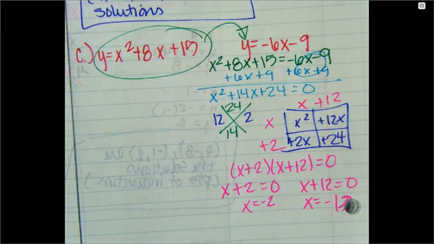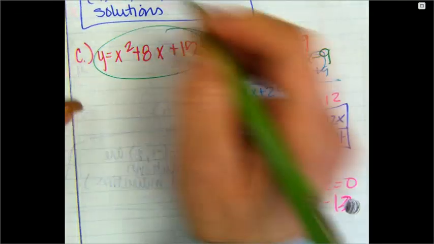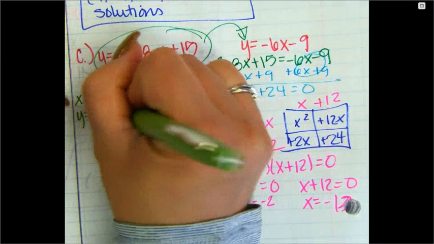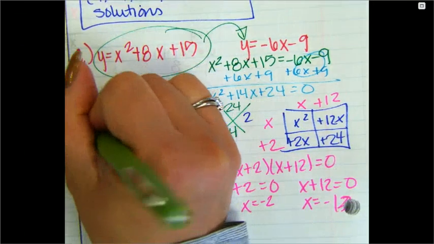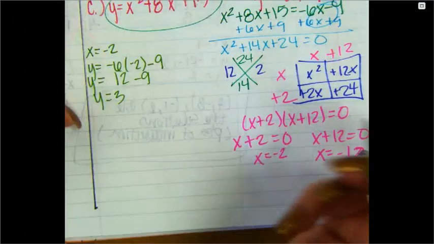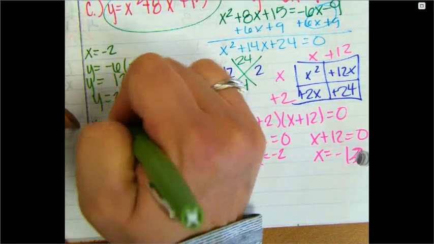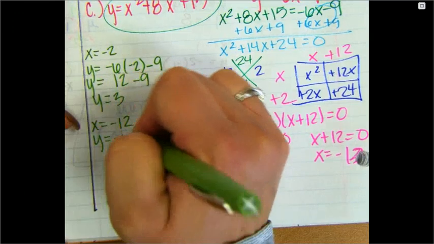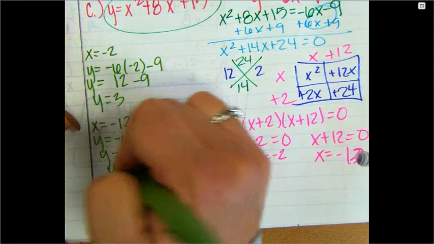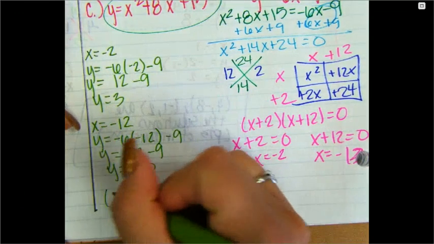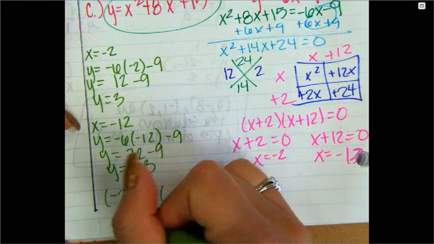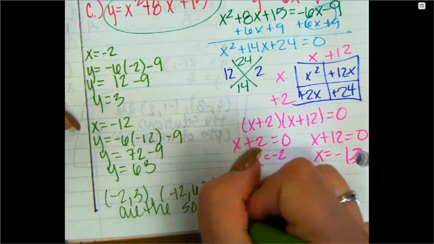Good. Then we're going to take it and plug it back in. I'm going to plug it into the linear function. So x is equal to negative 2. We get y equals negative 6 times negative 2 minus 9. So we get 12 minus 9, and y is equal to positive 3. Then we plug in negative 12. We get y equals negative 6 times negative 12 minus 9. So we get y equals 72 minus 9. So y is equal to 63. So my two ordered pairs are negative 2, 3, and negative 12, 63 are the solutions. And who was right? Very good.